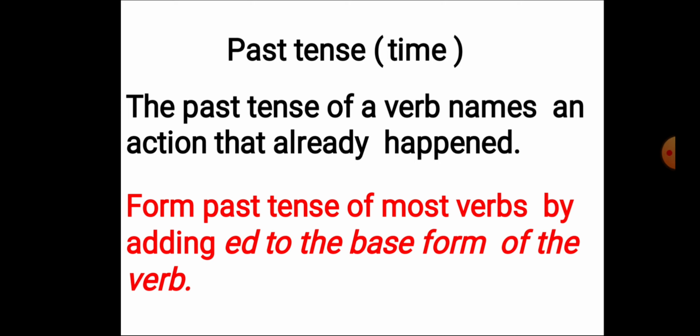Form past tense of most verbs by adding ed to the base form of the verb. Now students, whenever we have to change the base form to the past tense, or we can say past form, then we have to use ed at the end of the base form. Like I give one example, walk. Walk becomes walked because we have used ed. So it denotes the past tense, that the work has been completed.